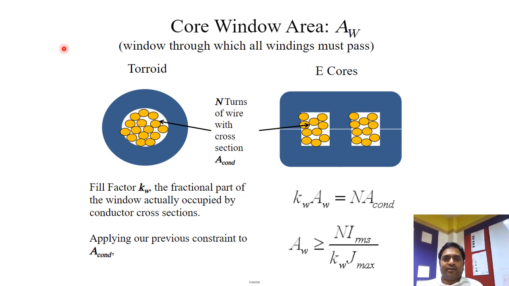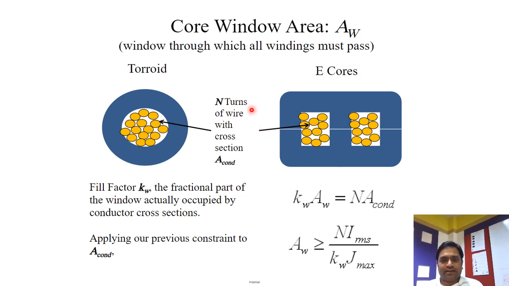The next important point is the core window area. The core window area is the area which is available to fill the conductor inside either an inductor or a transformer. We have different kinds of cores which will have different core window areas where we fill the winding. In the case of toroids, this is the core window area we are going to utilize for winding. And in an E core, this is the window area where the winding will be filled.